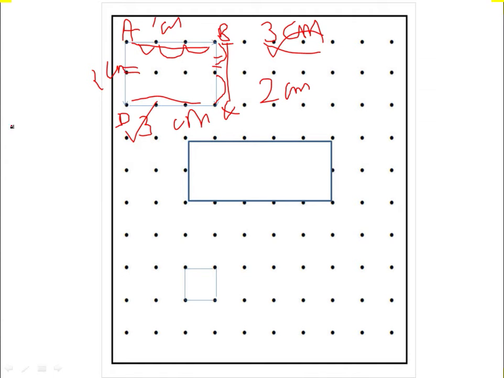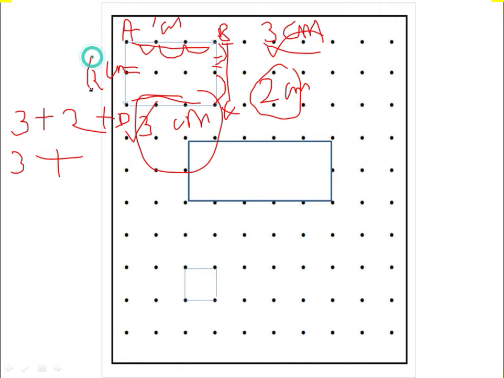Now what we got? 3 centimeter plus this 2 centimeter plus this 3 centimeter plus this 2 centimeter. So the definition of perimeter is, what is the definition of perimeter? The sum or the total of all sides. So we have taken the measurement of all sides.